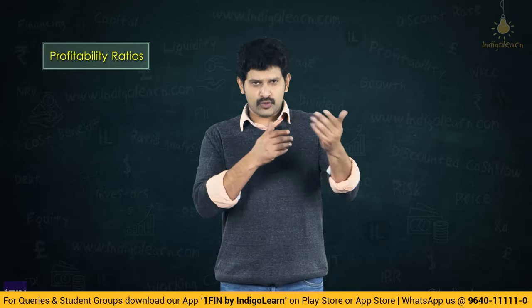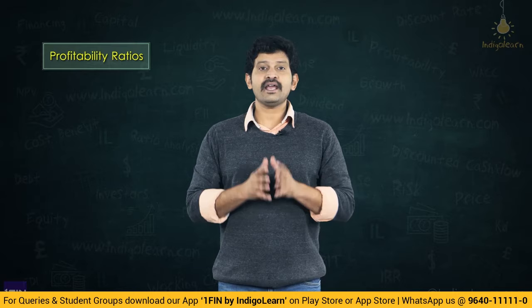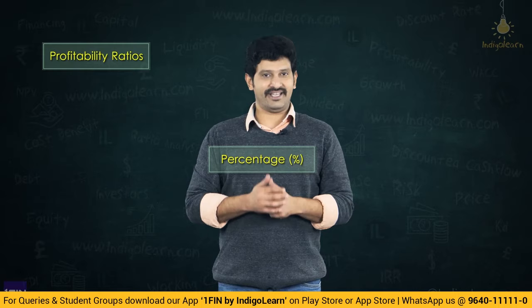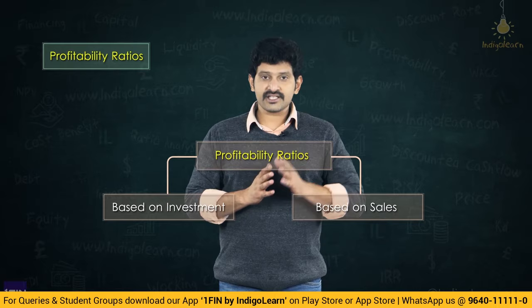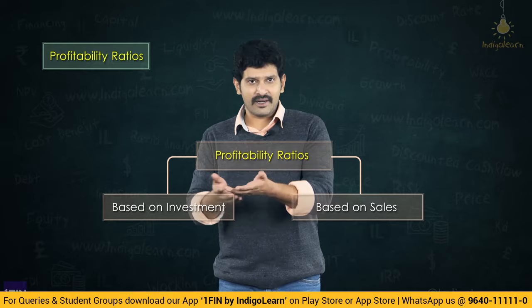But profitability ratios will be expressed as a percentage, because we talk profit as a percentage of sales. Therefore, we will always mention profitability ratios only as percentages. Now, profitability ratios can be categorized into 2 types. 1, on the basis of sales. 2, on the basis of investments, that is our equity or capital employed or total assets. Firstly, we will talk about profitability based on sales.